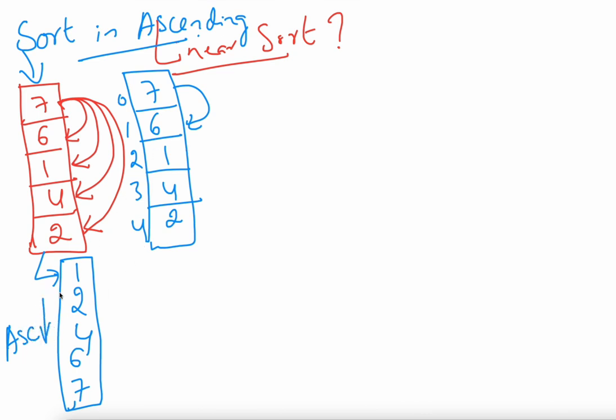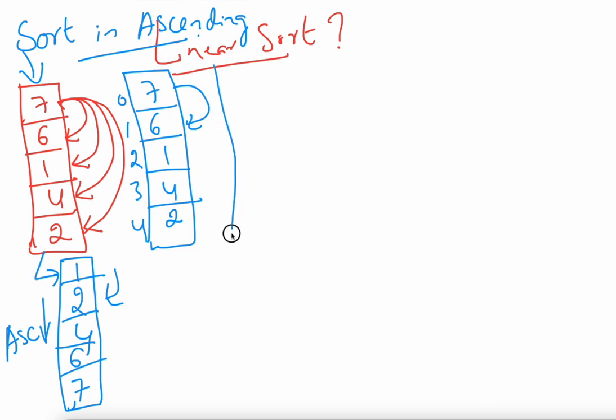Okay, so now to achieve this result, we will run the linear sort algorithm. What the algorithm says is we need to compare the first item with the second item. So we'll compare 7 with 6. Is 7 less than 6? No. So now we need to swap the items.